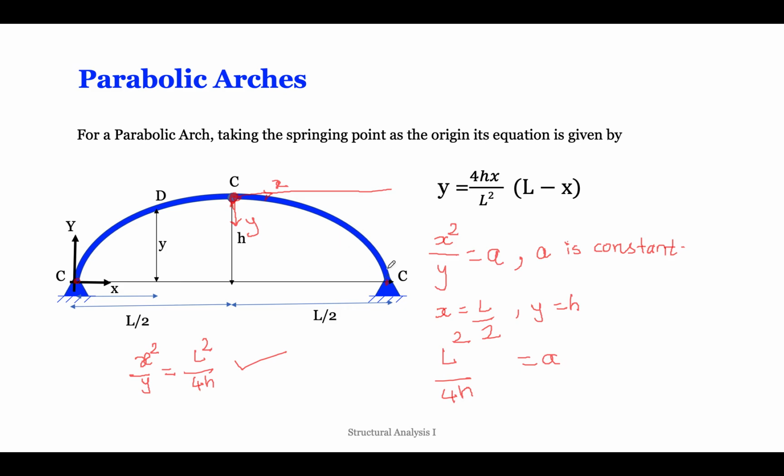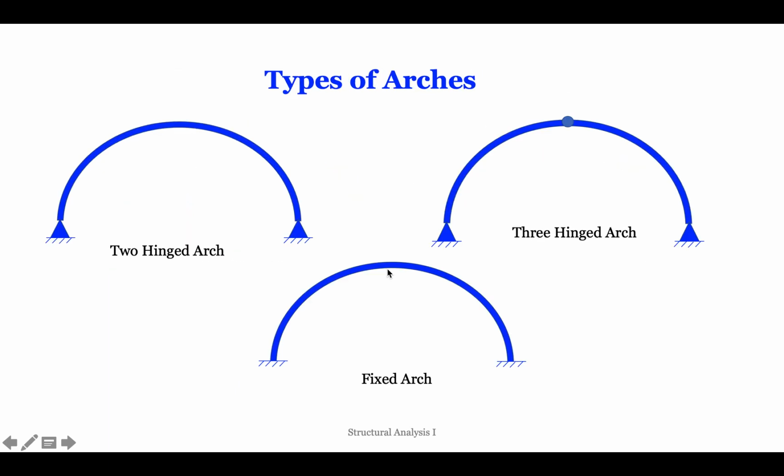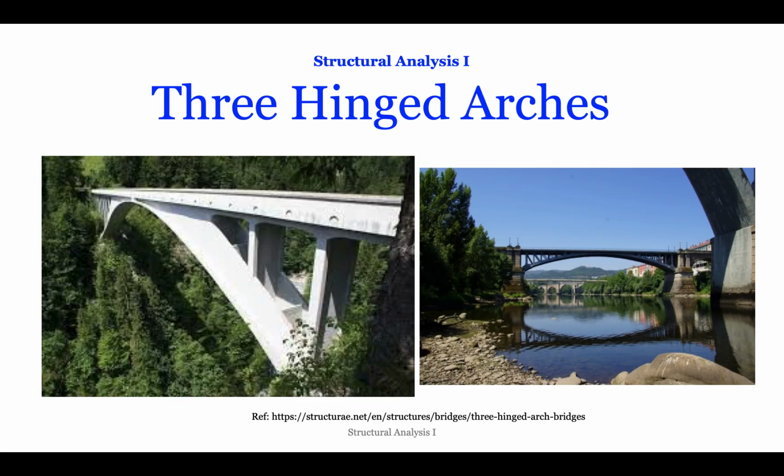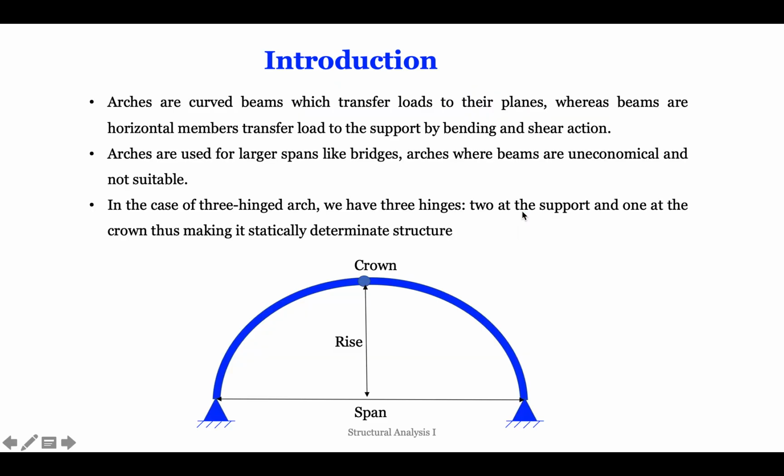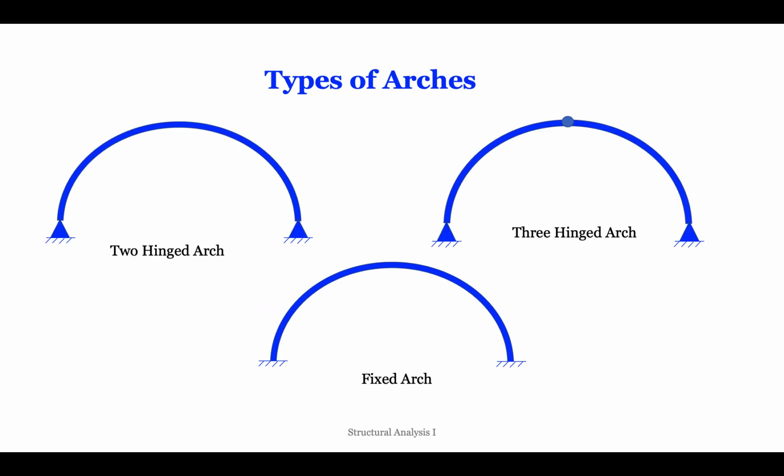I hope you understood this particular class. Here we understood the very basics of what a three hinged arch is. We saw the diagrams, the different parts of the arches, how effective arches are, and what the types are. Two hinged arches and fixed arches are indeterminate, whereas the three hinged arch is a determinate arch, and we learned the reasons behind that.